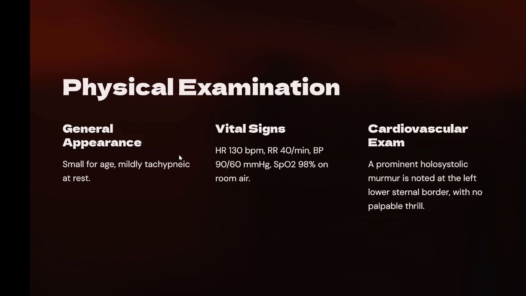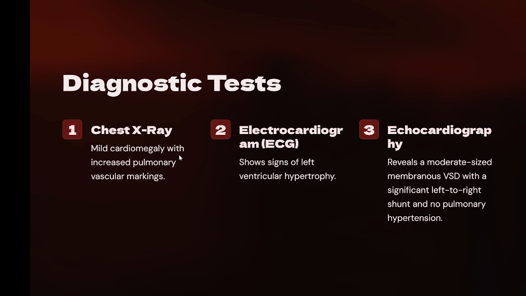Diagnostic tests: chest X-ray, mild cardiomegaly with increased pulmonary vascular markings. Electrocardiogram, ECG, shows signs of left ventricular hypertrophy. Echocardiography reveals a moderate-sized membranous VSD with a significant left-to-right shunt and no pulmonary hypertension.